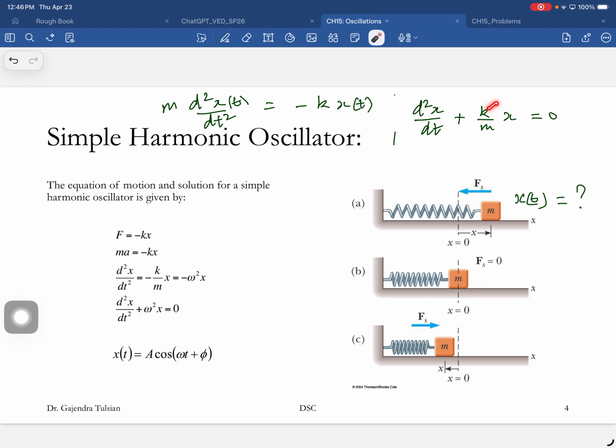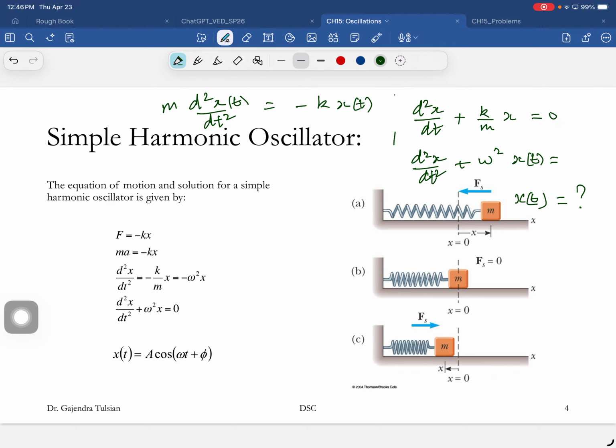And what is k? K is the spring constant. What is m? M is the mass of this object. Is k positive? K is always positive. How about m? Is m always positive? Okay, m is always positive. So this guy is positive. So to emphasize the fact that it is always positive, we'll write it as omega squared, just some constant. Okay, so there is the equation.